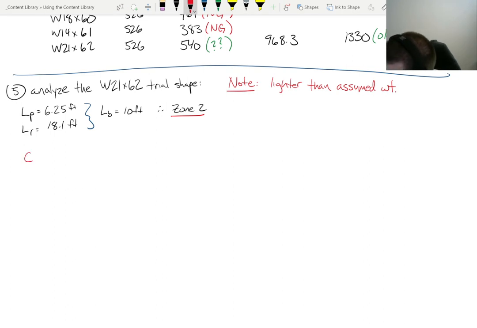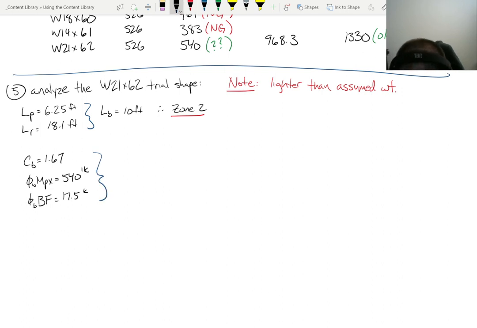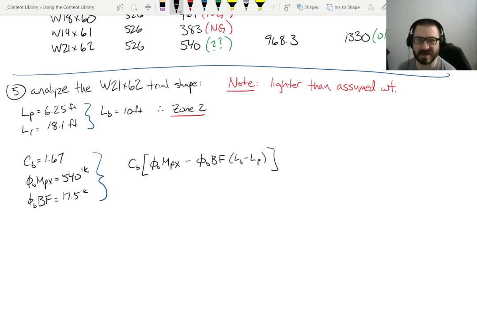So in order to assess zone 2, what we're going to need is the CB value, which in this case is 1.67. We're going to need the PMP, which is 540 foot kips. And then we're also going to need the PBF. Remember, that's the slope of the zone 2 line, and that is 17.5 kips. And then with these, the first thing we'll do is compute that upper expression, minus PBF times LB minus LP.